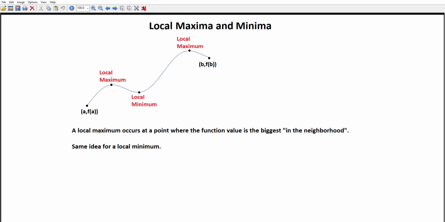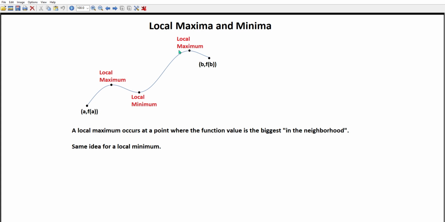Closely connected to the theory of global maxima and minima is that of local maxima and local minima. Now, a global maximum is the biggest function value anywhere in your interval. A local maximum is the biggest function value in the vicinity. So for instance, right here, this is a local maximum, looks like the top of a hill. This is a local minimum, looks like the bottom of a valley.